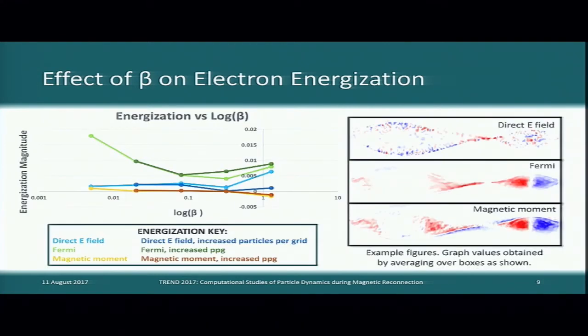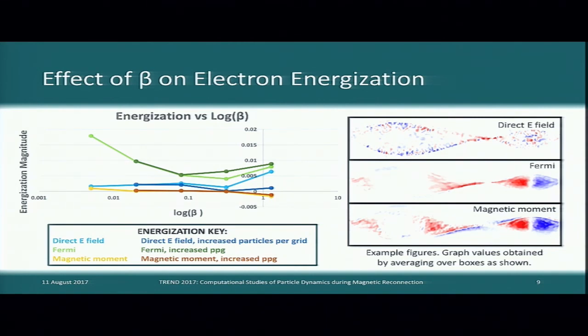So here's a plot of the data that we got from looking at beta, and we find that the magnetic moment and direct electric field acceleration are definitely smaller than the Fermi acceleration, Fermi being the most important factor. And we see that Fermi actually has an uptick for low beta right here that we weren't expecting, and we don't understand why, so that's something that we need to study further.